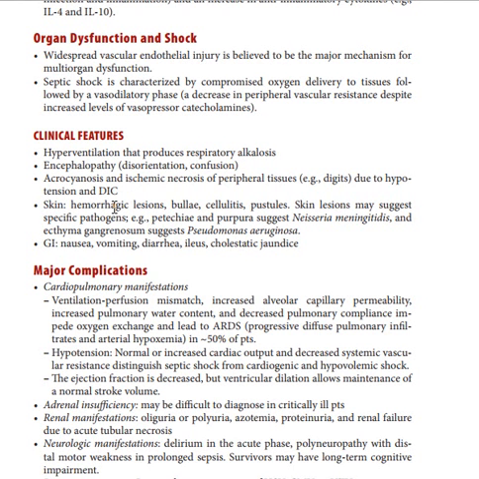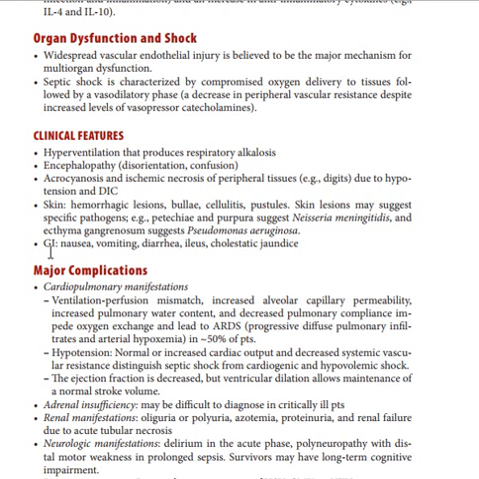These lesions are vasculitic lesions, meaning that there is inflammation inside the blood vessels. So we are going to have lesions, bullae, cellulitis, pustules. Skin lesions may suggest specific pathogens. For example, petechiae and purpura make you think of Neisseria meningitidis, and ecthyma gangrenosum may make you think of Pseudomonas aeruginosa. Petechiae are minor bleeds underneath the skin which are less than 1 centimeter, and purpura are minor bleeds underneath the skin which are between 1 and 2 centimeters.